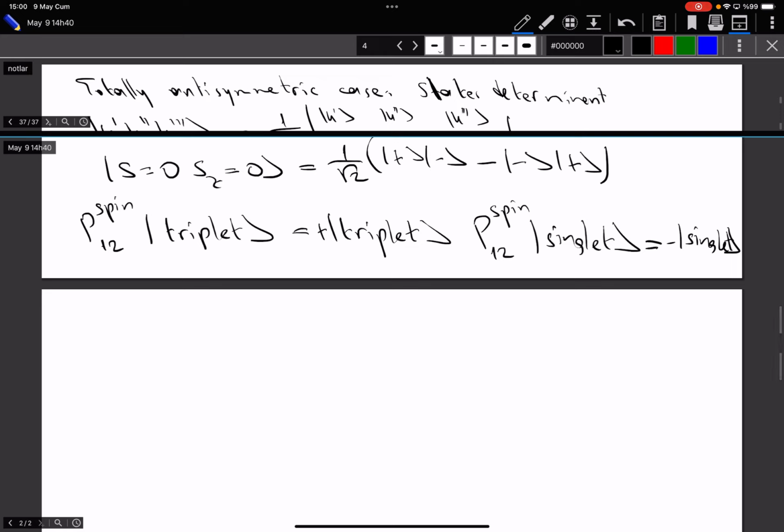Well, this exchange operator, now this is amusing, let's say, can also be written in terms of other observables. So let's see, P12 acting on the triplet state is that I can write it as 1 over 2, 1 plus 1.